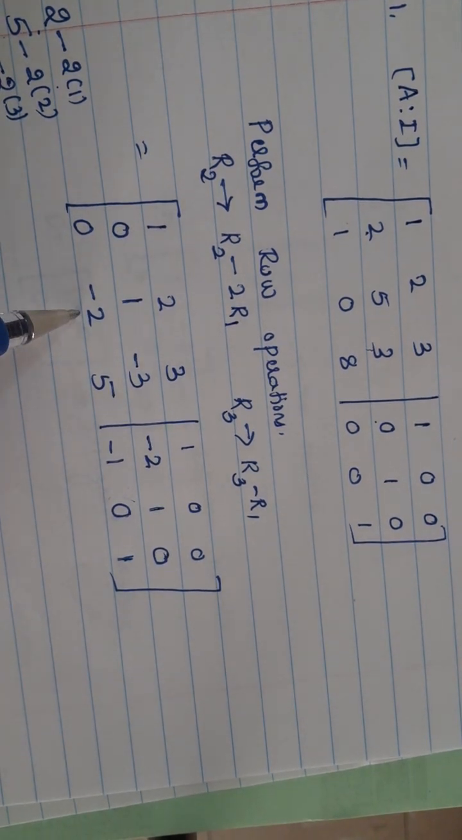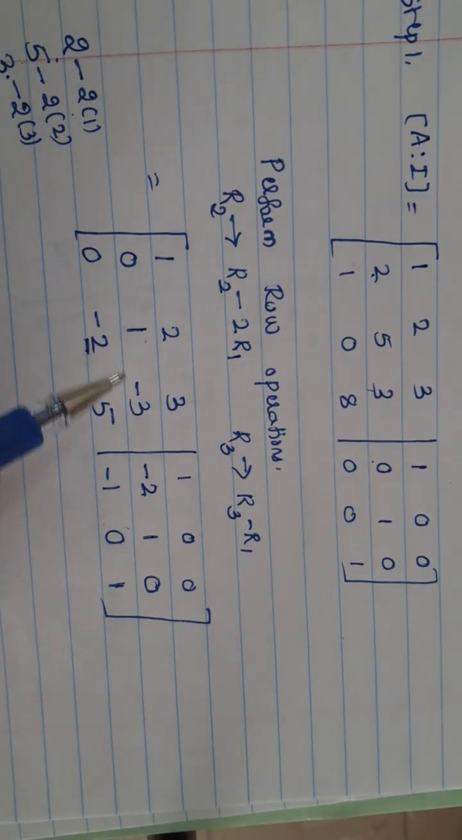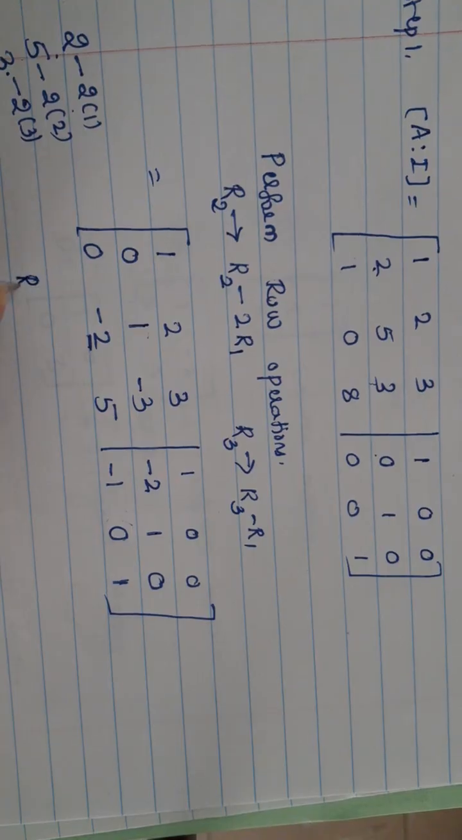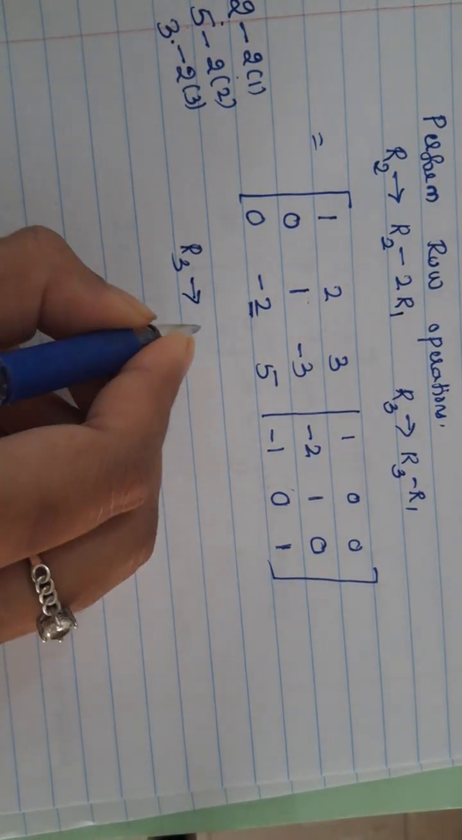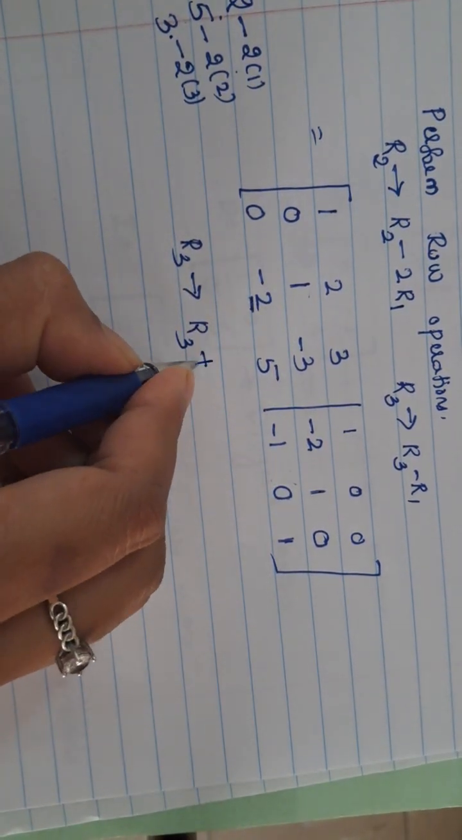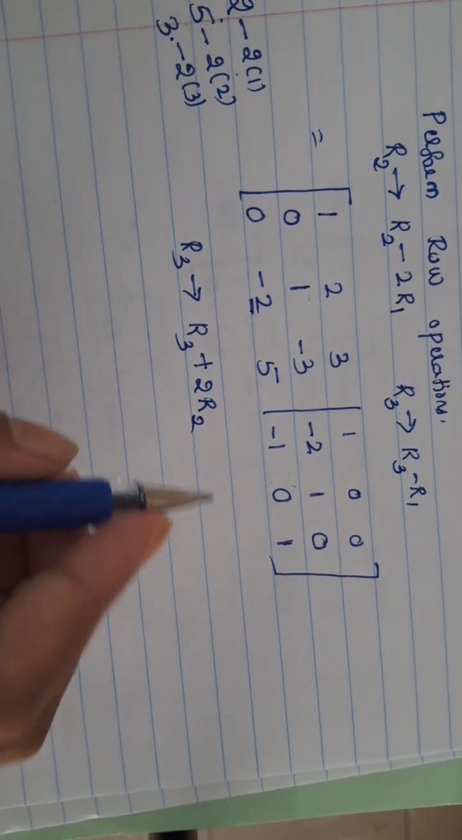Now after doing this operation, we need to check that this element, you see I have used R1. Now I'm going to use R2, and I'll make this element 0. Alright. So now to make this 0, you can observe here I have 1 and here I have negative 2. So therefore R3 changes to R3. To make this 0, I'll use this one plus 2 times of R2. 2 times of R2. That's it.